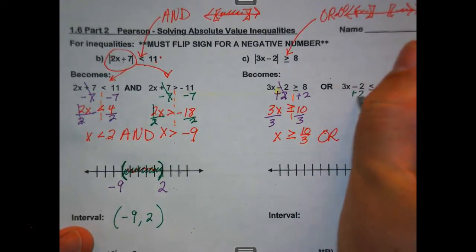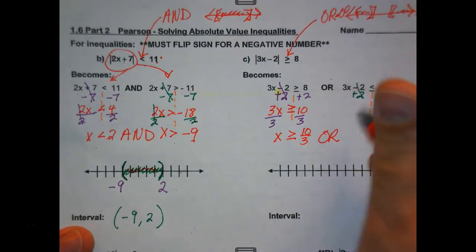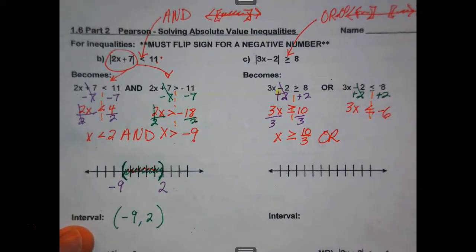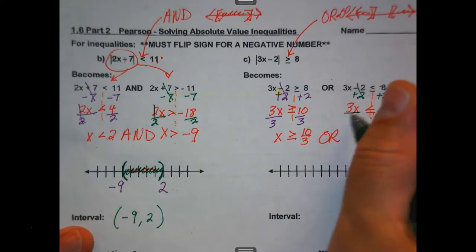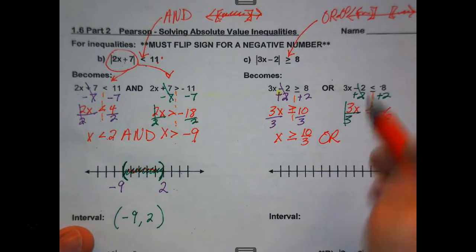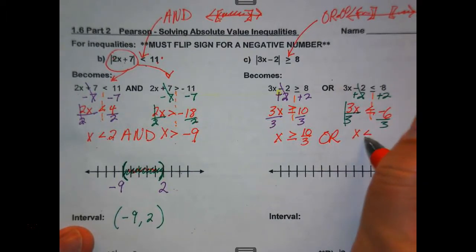add 2 to both sides. I get 3x less than or equal to negative 6. Divide by 3. And I get x is less than or equal to negative 2.